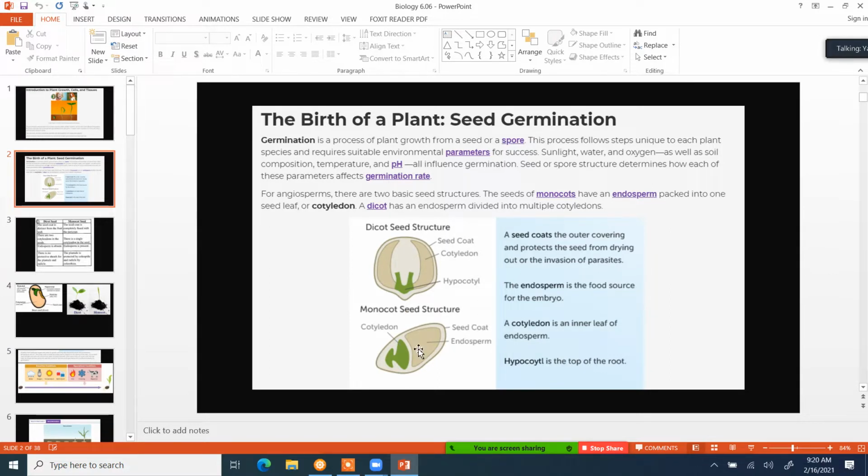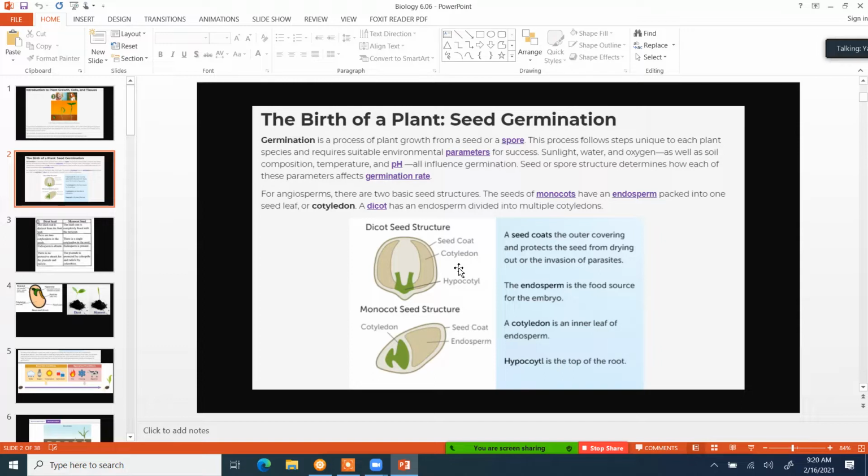So the endosperm kind of is the food source for the embryo. All right. So in the monocot, it's separate. Now in the dicot, notice, what is the endosperm? It's basically just the food supply, like starch or whatever it is. Okay, that's basically what it is.